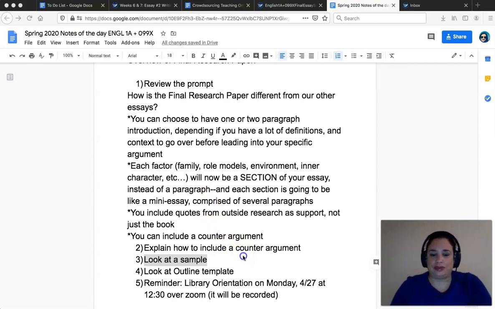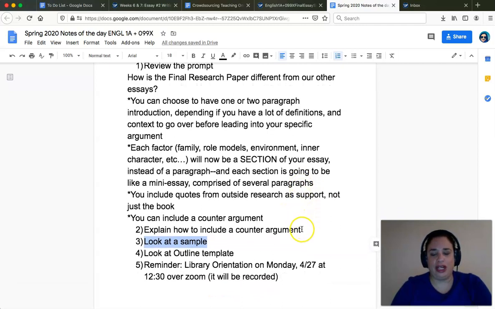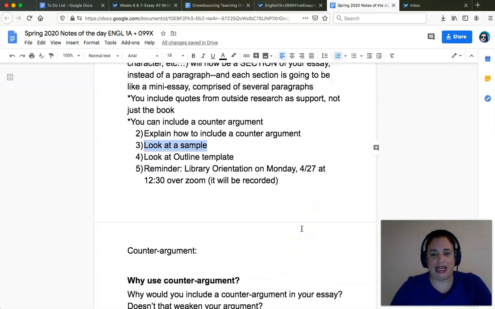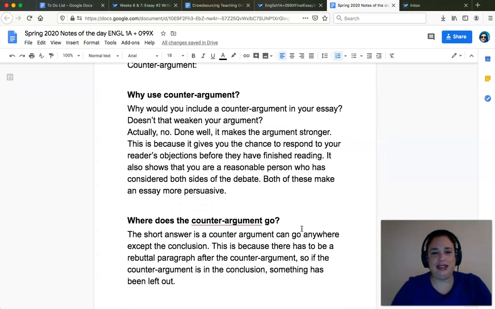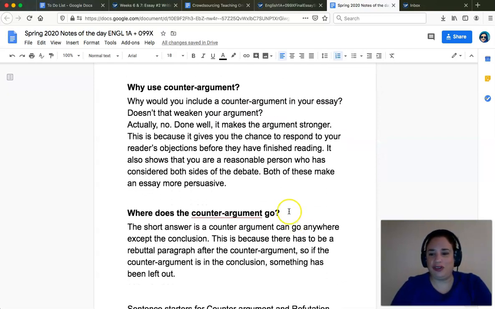So I would encourage you to really look at the sample, see how she laid it out, and then ask yourself, is this how I want to do it, or do I want to play around with the layout a little bit differently? So I'm just going to show a review of how you can also incorporate a counter argument. So if this is review for you, you can feel free to skip forward a little bit. I'll put timestamps and everything.